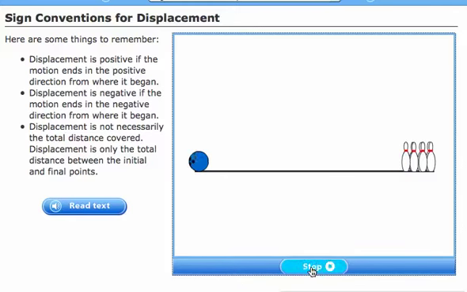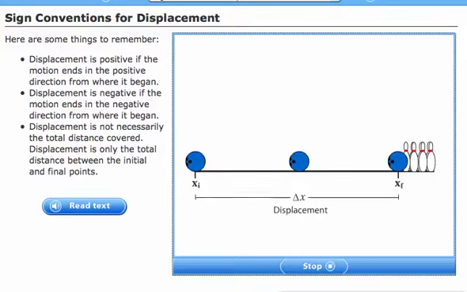As any object moves from one position to another, the length of the straight line drawn from its initial position to the object's final position is called the displacement of the object. Displacement equals change in position, or the final position minus initial position.